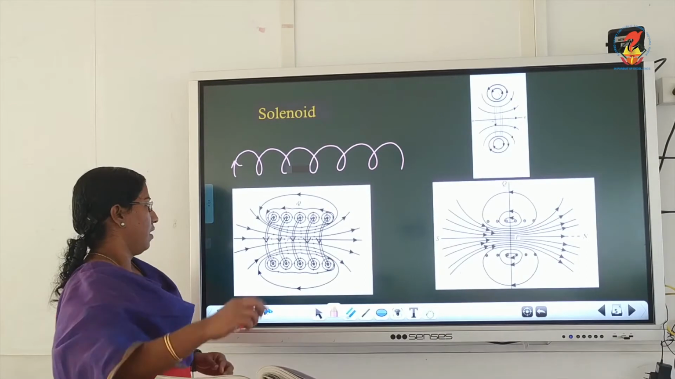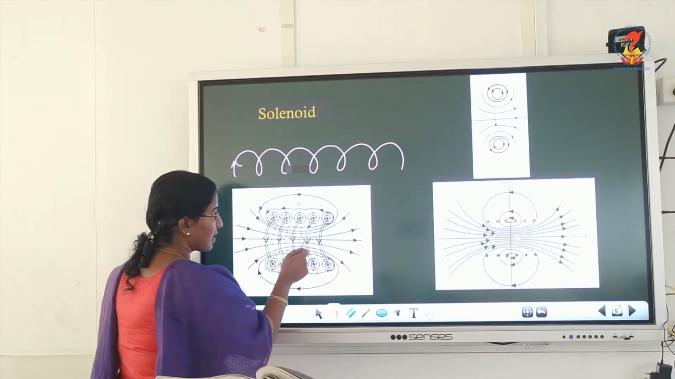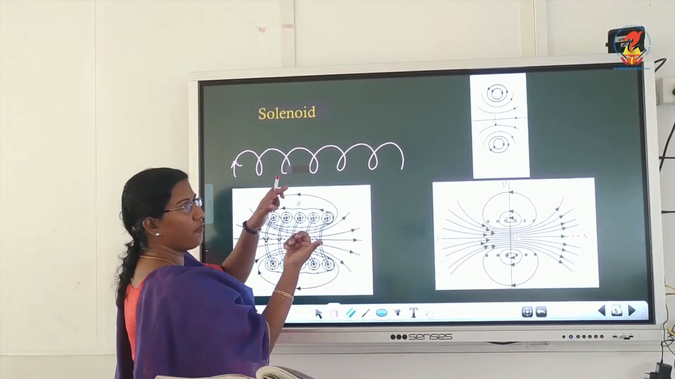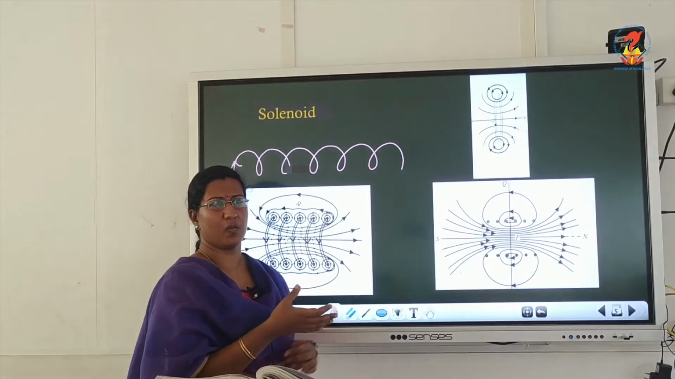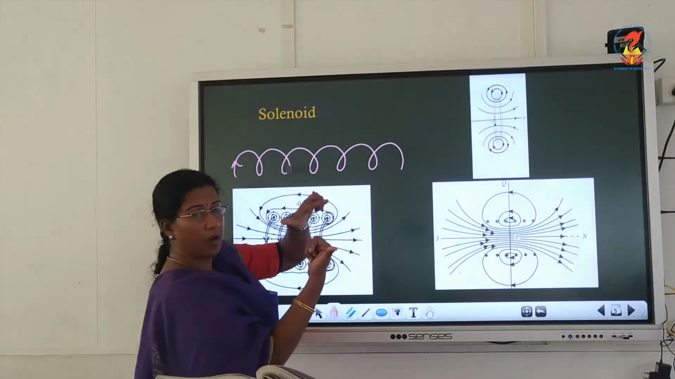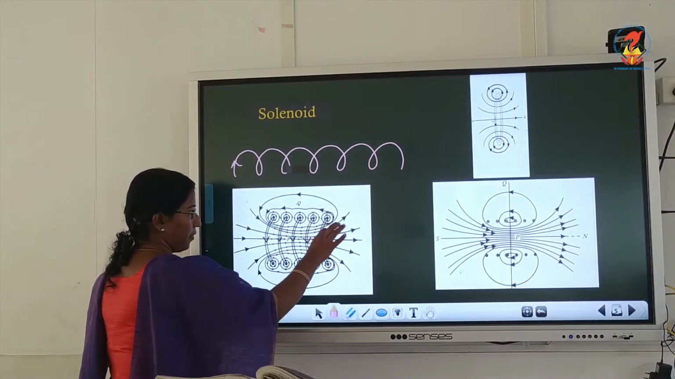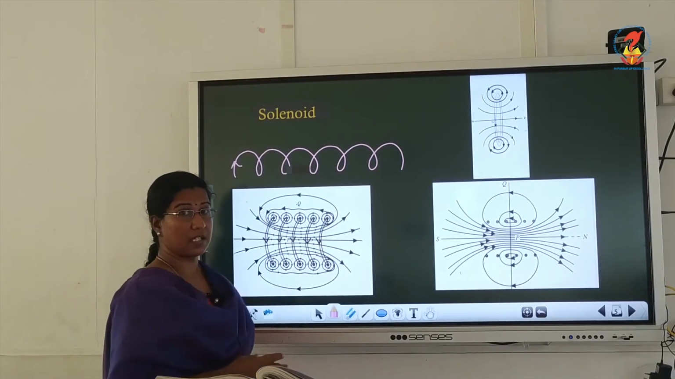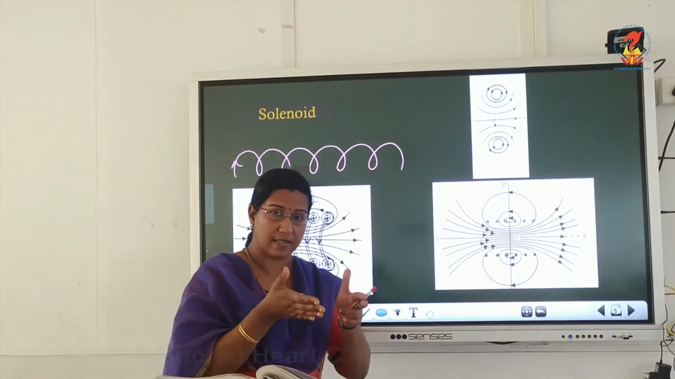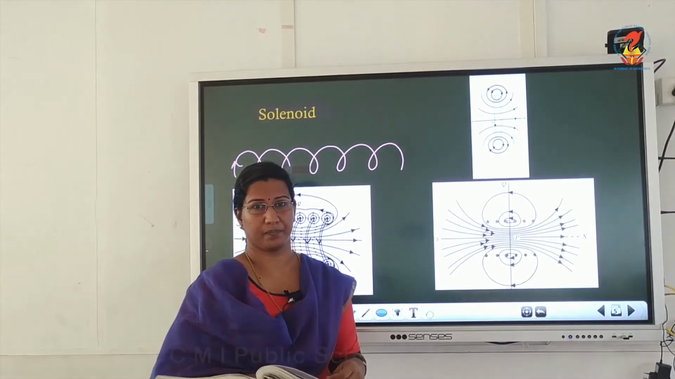Now, if you look at the diagram, outside the coil we get a feeble, or almost zero, magnetic field. A very feeble magnetic field is produced outside the coil, and towards the center of the coil you can see a large number of field lines, which means the field is stronger at the inner portion, in the center of the coil, and the field is aligned in parallel lines.